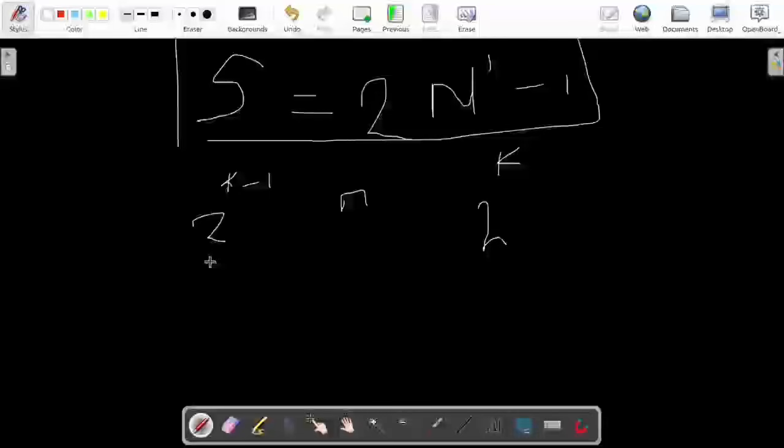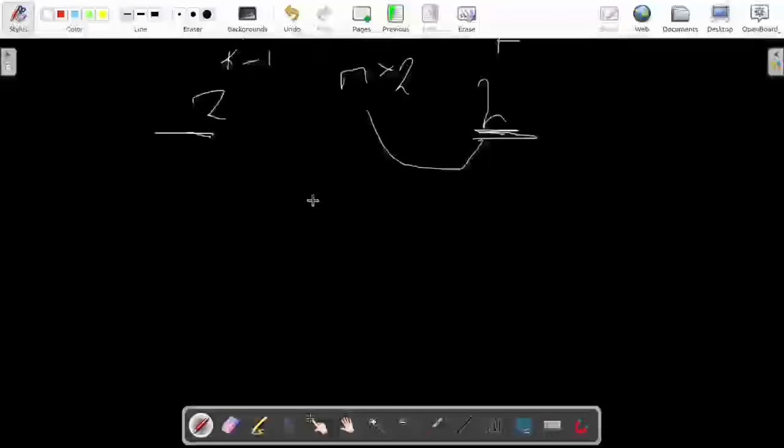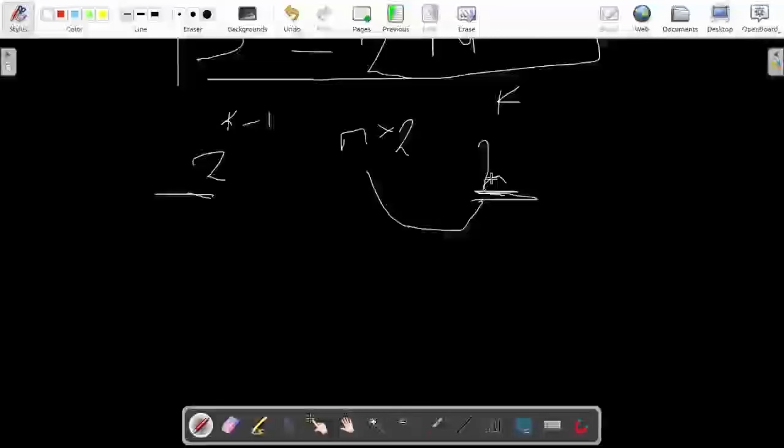Now tell me one thing. If I multiply this 2 to the power k minus 1 by 2, it will be equal to 2 to the power k. Similarly, if I multiply this n by 2, it will be bigger than this 2 to the power k. This is basic maths. So let's write this inequality: of course 2 to the power k is greater than n, but if you multiply n by 2, it will be greater than this power. So 2 to the power k is less than 2 times n.